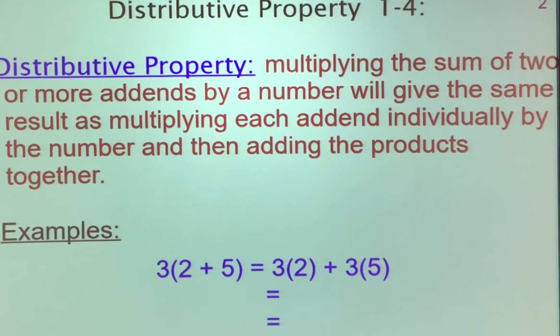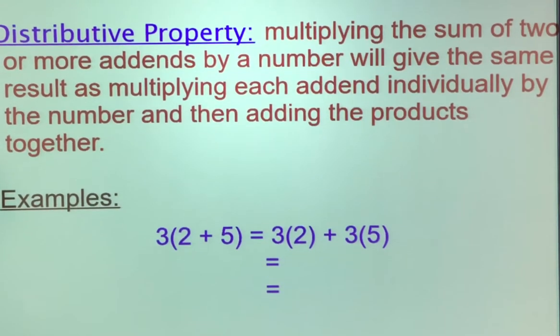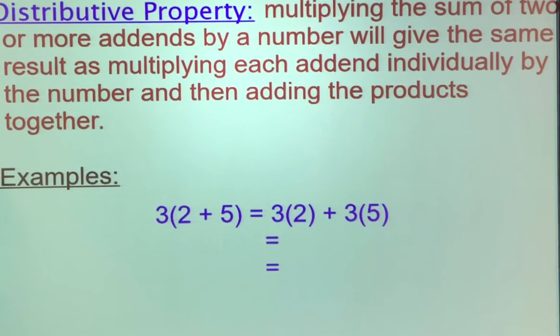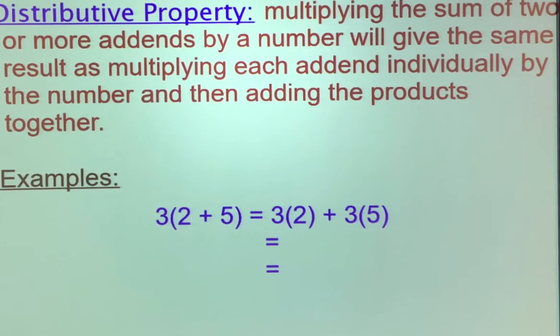A lot of words there. I'll give you a minute to go ahead and write that down. You can pause this if you need to get it written down. But let's go ahead and take a look at what that actually says. It says multiplying the sum of two or more numbers.